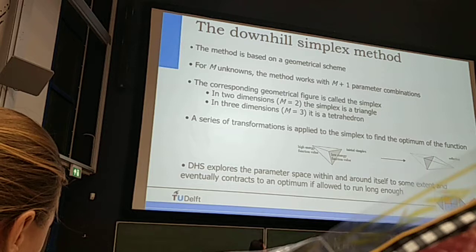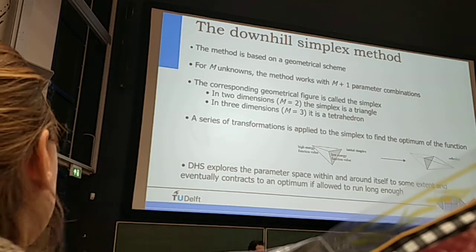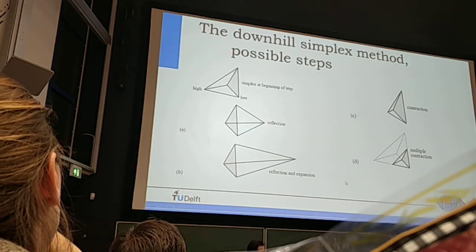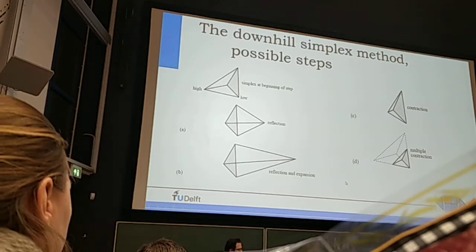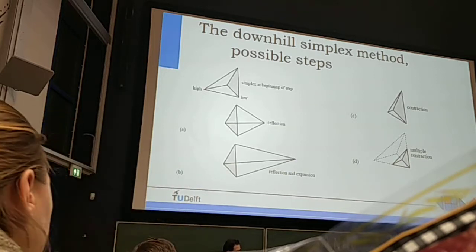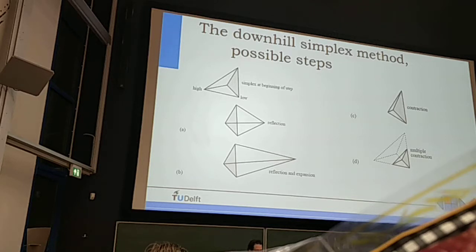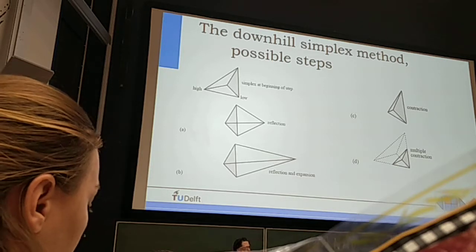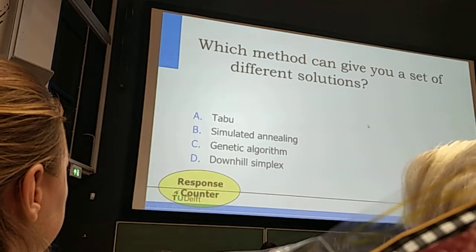It explores the parameter space, the solution space within and around it, to expand and contract and move around, basically contracting around an optimum if you allow it long enough. For that, it uses a couple of possible steps. It can expand, it can reflect, so it can go towards the opposite side, and it can contract. That way, as a shape around your optimum, it will at one point converge. So it's something to look into if you're doing an optimization.